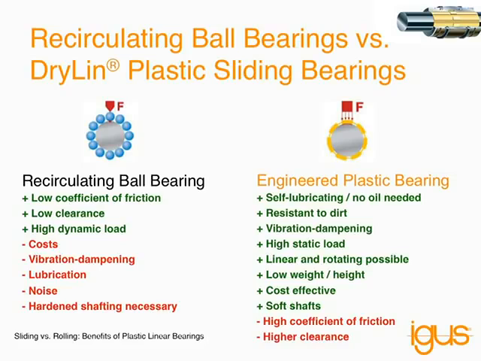They can also be used on soft shafts, which is very important in a lot of industries that are using stainless, where ball bearings require 440C hardened shafting, which can actually pit and corrode, whereas plastic parts can use 300 series stainless steel that's easier to machine and has much better corrosion resistance. However, plastic parts do have higher coefficients of friction than ball bearings, as well as higher clearances due to the fact that they're sliding instead of rolling.